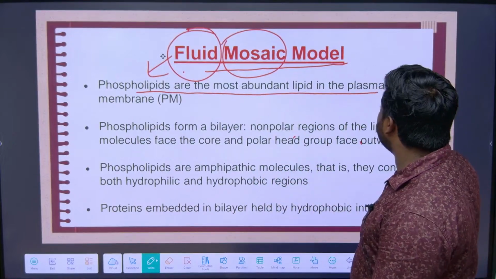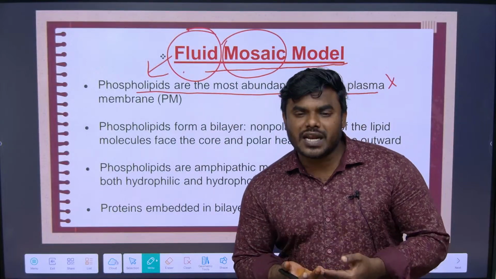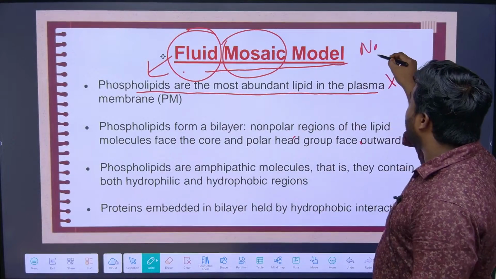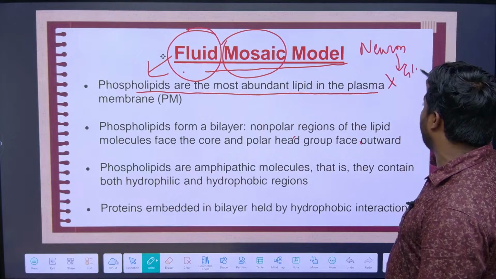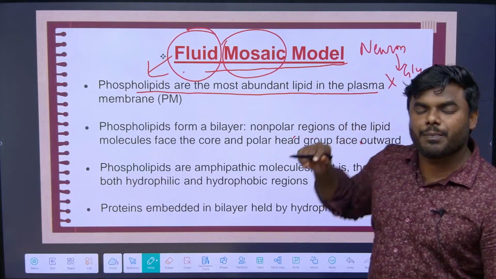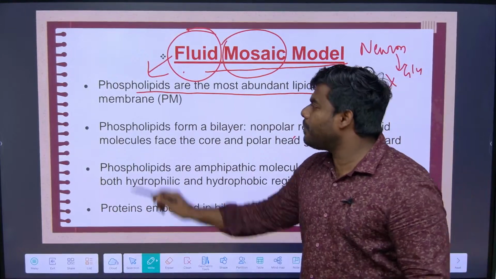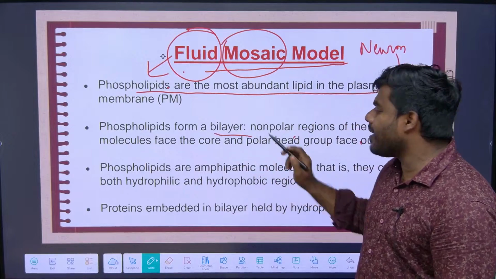Now this statement is not a universal statement. Why? Because different cell membranes contain a variety of lipids. Suppose let's consider a neuron. A neuron is not rich in phospholipids, it is rich in glycolipids. So everything is dependent on the type of the cell, right? But in general, phospholipids are more predominant. Now phospholipids form a bilayer.